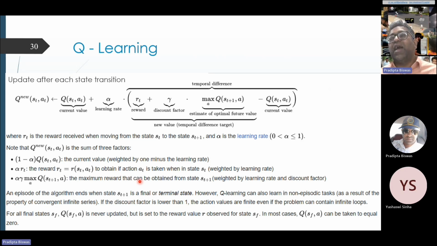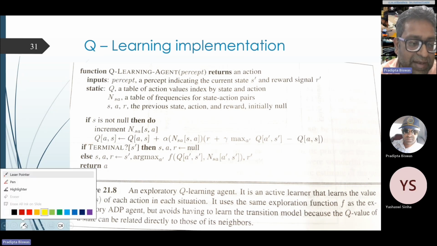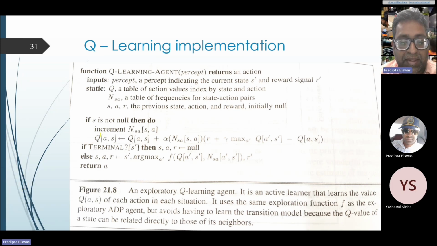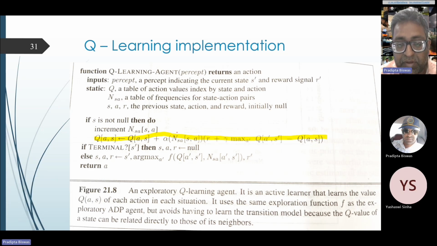So here I am exploring all possible actions instead of acting based on a single policy, as we are doing with passive learning. So this is the Q learning algorithm implementation. In this equation, you will see that this is exactly the same as what we had in the previous slide. The only difference here is this term.